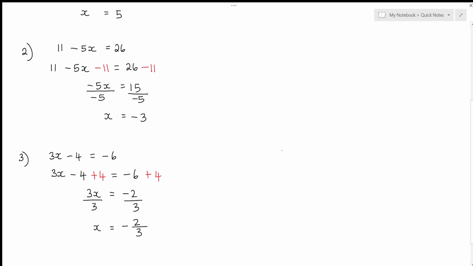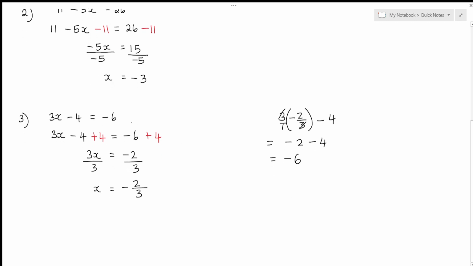You could go, okay, this is 3 times negative 2 over 3 minus 4. And then remember that the 3 and the 3 will cancel out, and you get left with negative 2 minus 4, which would give me negative 6. Right, so you've tested your answer, and your answer here is negative 6. So we know that our answer that we've got is correct. So that's how you can check to see if your answers are correct. Okay, especially if you're writing a test and you just want to know, you can test it.